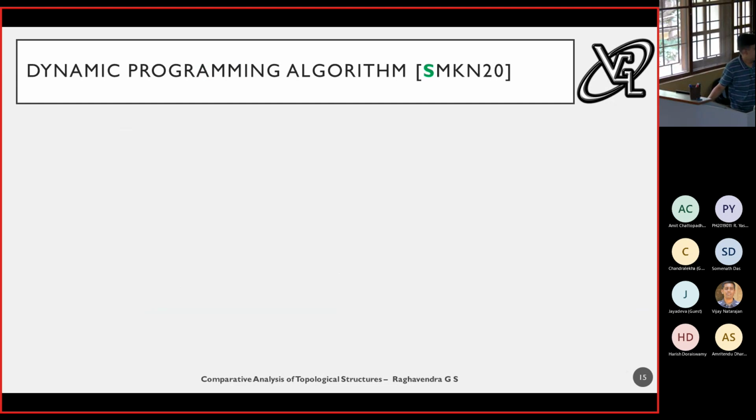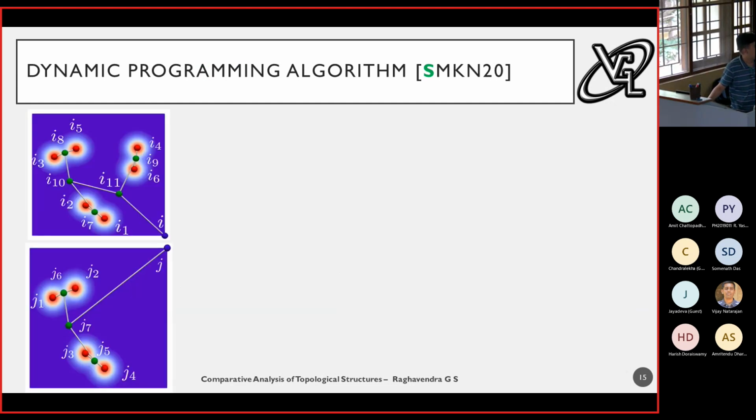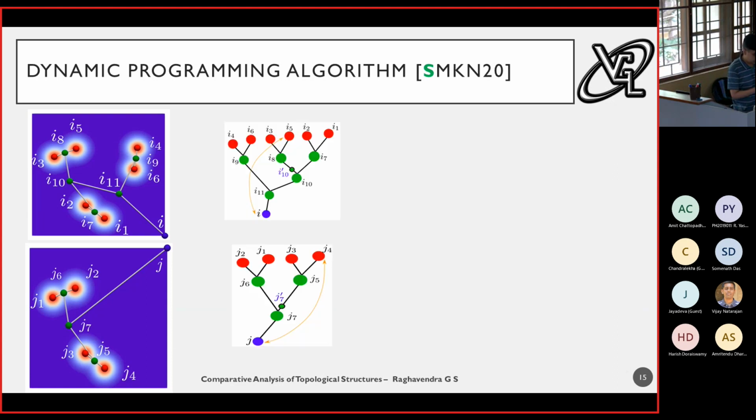So with this, we come to the algorithm to compute the tree edit distance. It's a dynamic programming algorithm. If we have two split trees which look something like this, the algorithm starts with the leaf nodes, which are given by these red nodes, and it continues to higher and higher subtrees till it comes to the root node, which is I.